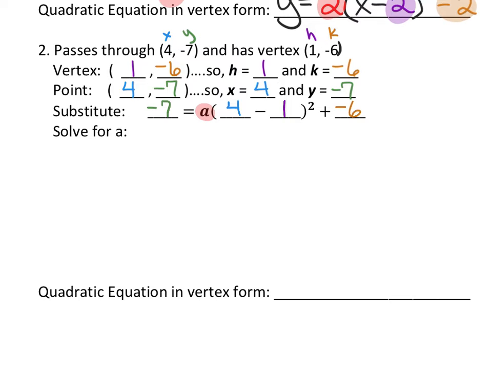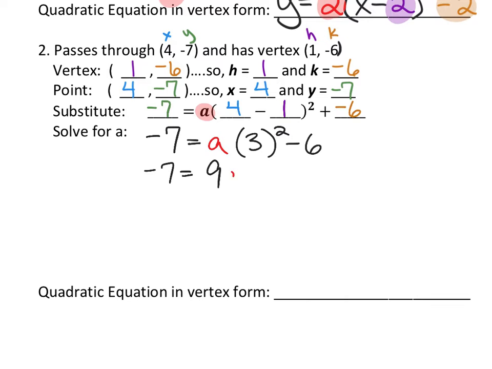What letter do I need to solve for? A. So we're going to follow the same steps, which means the first thing I do is something with the parentheses. What do I do in that parentheses first? Actually subtract them. What is 4 minus 1? 3. Okay. So then we have this equation: -7 equal to A times 3 squared minus 6. What is 3 squared? Don't say 6. 9. Remember, squaring is multiplying that number by itself that many times. So 3 squared is like 3 times 3. Okay, so we have -7 equal to 9A.